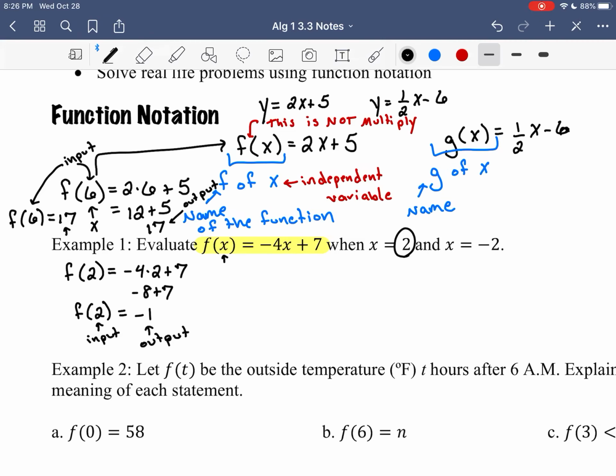And then the next one asks when x is negative 2. So we want to put this negative 2 in for x. So we'd go f of negative 2. Pay attention to how I'm saying that: f of negative 2. I have negative 4 times negative 2 plus 7. That would give me positive 8 plus 7, which is 15. So we would say f of negative 2 is 15. To write this as an ordered pair, I'd have the point negative 2, 15, because this is my input.